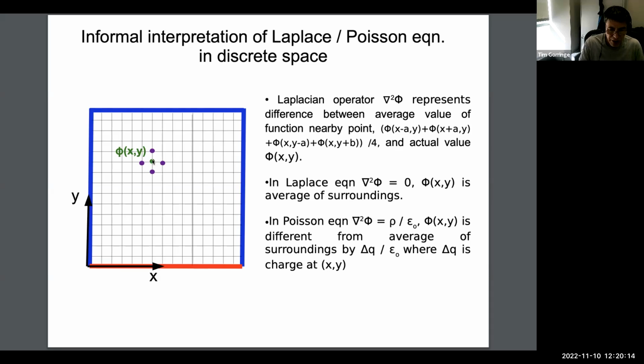So if there's no charge here, then this potential is the average of the neighboring points. If there is charge here, it's different from the average of the neighboring points in proportion to that amount of charge. So it could be bigger or smaller, depending on whether the charge at that location is positive or negative. And it could be much bigger or just a little bigger, depending on whether the charge at this location is just a small amount of charge or a much bigger amount of charge. So that's how to visualize the Laplacian operator, Laplace's equation, and Poisson's equation in a discrete space.